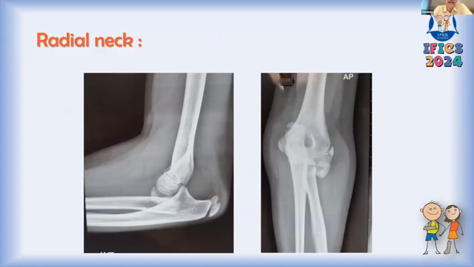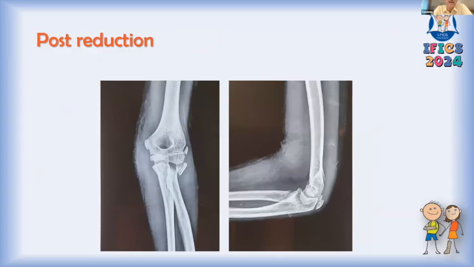Now this radial neck fracture, you can see along with that there is an elbow dislocation. And when we reduce it, post reduction, you can see that the neck and the head of the radius is tilted at 90 degrees to the shaft, and this is not acceptable. So we will need to do something to relocate the radial head where it belongs. Now this can be done percutaneously.